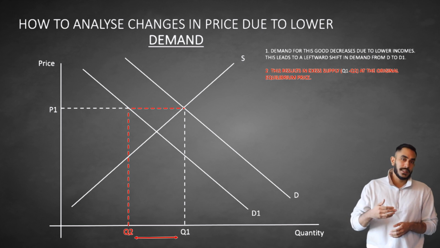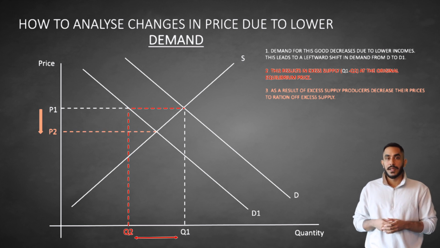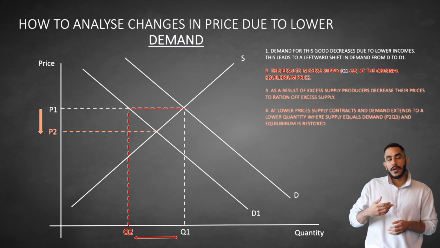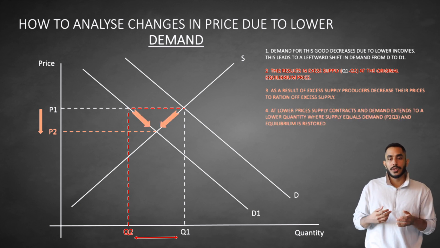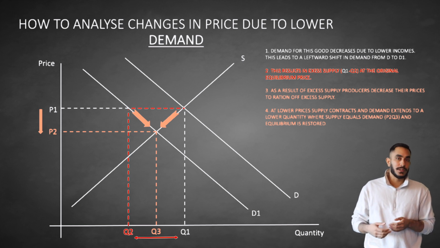As a result of excess supply, producers will now decrease their prices to P2 in order to ration off this excess supply and reach a new equilibrium. At the price P2, supply will contract and demand will extend to a lower quantity where supply and demand are now equal again and equilibrium is restored.